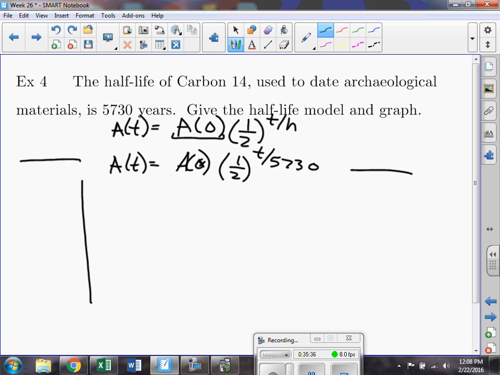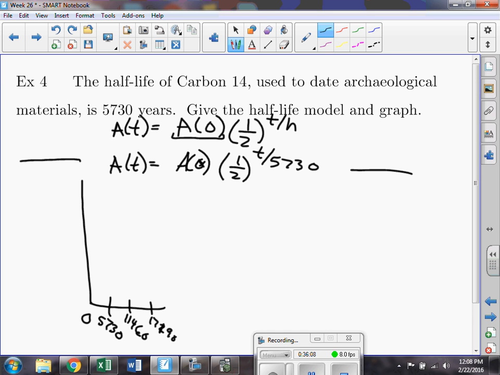Creating our graph, 5,730 years is the half-life. And so if we double that, we get 11,460. And if we triple that half-life, 17,190.